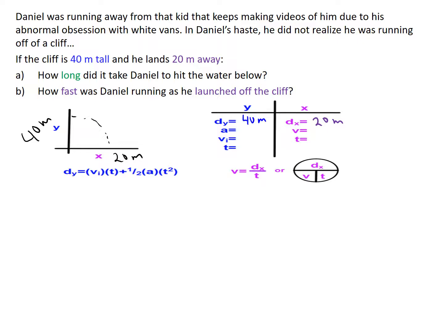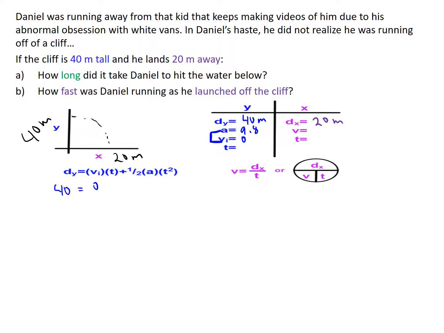Okay. So first question, A, how long did it take Daniel to hit the water below? So he's falling. So if he's falling, then we're dealing with a y component. So we can start off with y. So A is always going to be 9.8 and V is 0. So remember, this is always the same for each y component. So let's find t. So dy is 40.